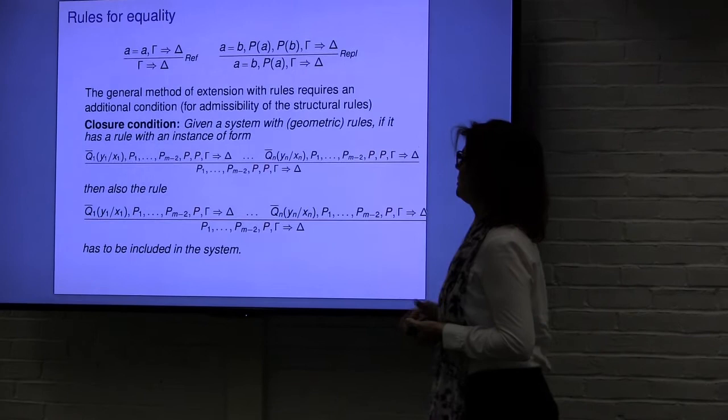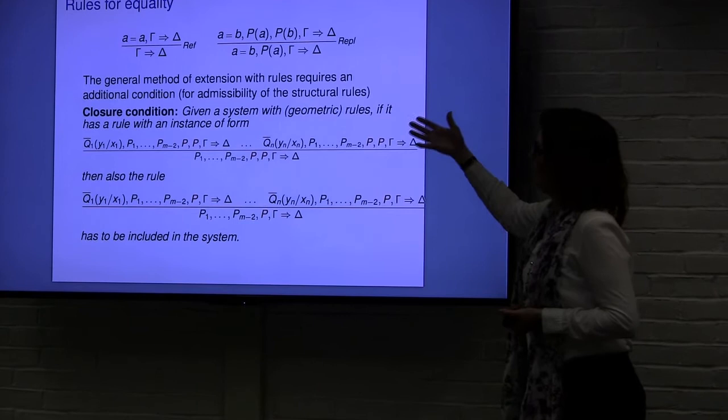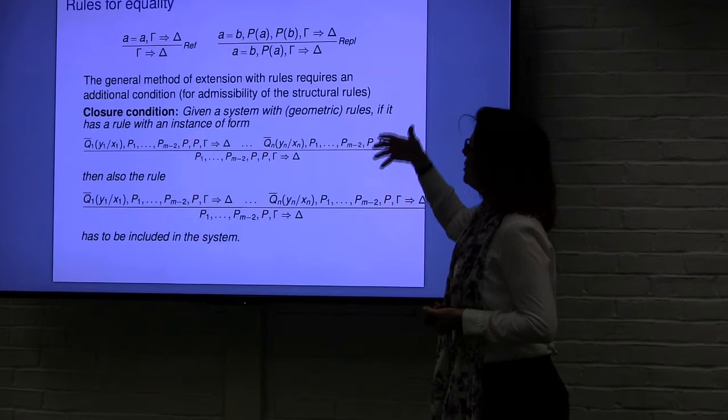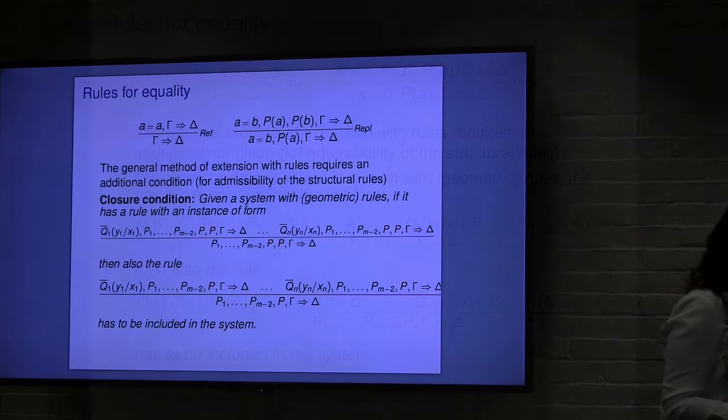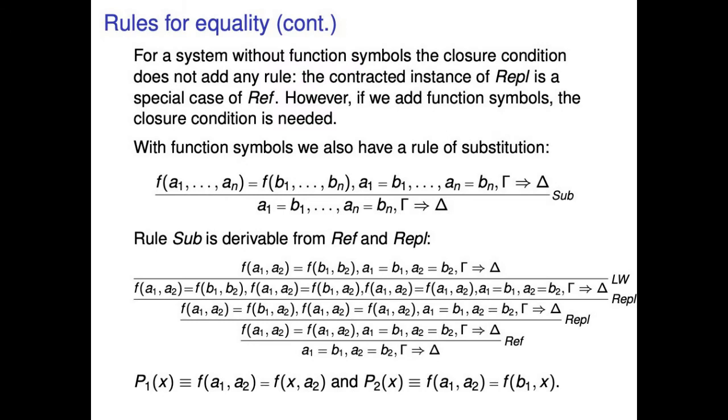So if we consider just the system with equality, the closure condition would give an instance of reflexivity. So we don't have to add anything, but we do have to add rules coming from the closure condition if we have also function symbols. With function symbols, we have also a rule of substitution, that is, in functions, equal arguments give equal results. But it is not needed because substitution is derivable from reflexivity and replacement.